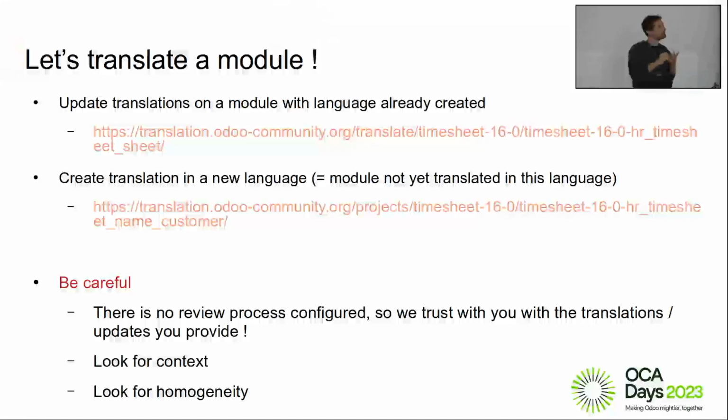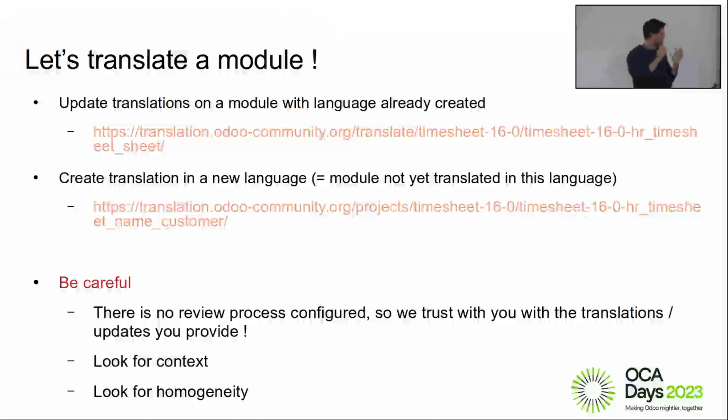Yeah, maybe the question is about the next step, because the example translates a full module directly, like in French, and I guess there's a process of reviewing, like someone else is going to review all your translation and validate that, right? No, it's actually my point here. Today we don't have a review process in place. That means we trust you with what you will translate, because we are not translating enough today to be able to put in place this review process.